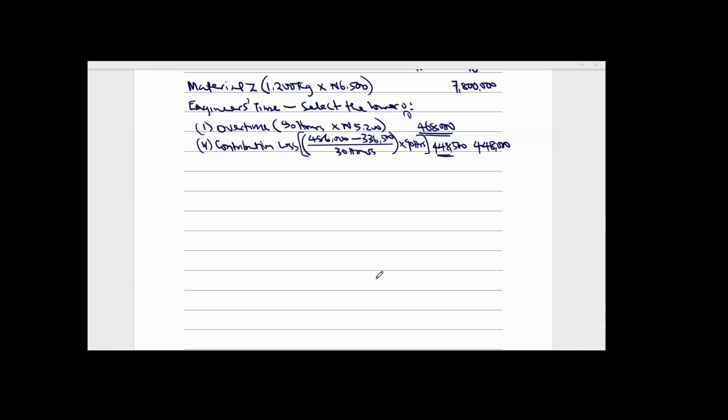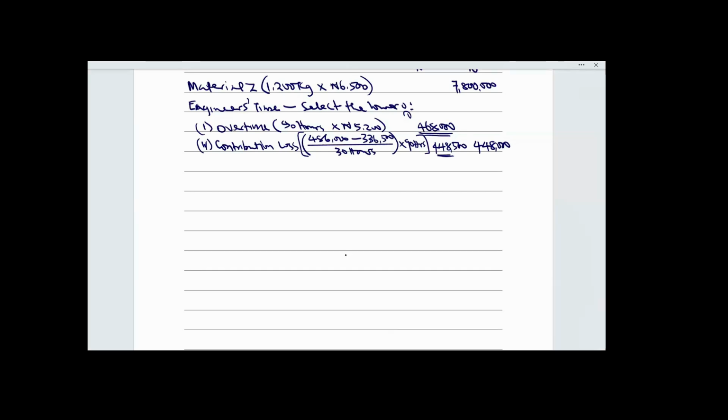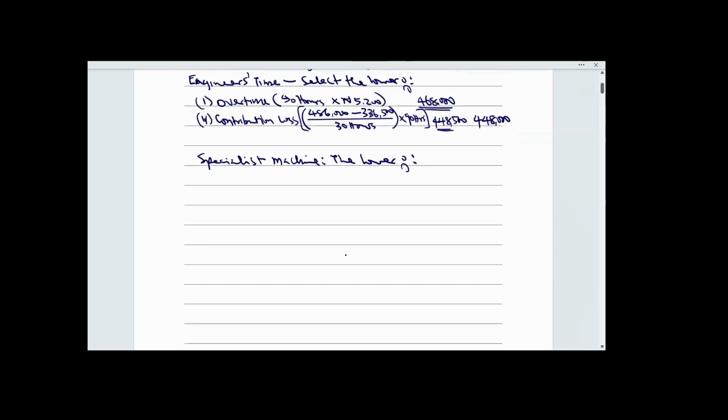So in this case, since there's an alternative, you need to make a choice. So I will come here. This is specialist machine. Anywhere you have alternatives, you should always select the lower of it if you are referring to cost. So I would say you need to select the lower of number one.